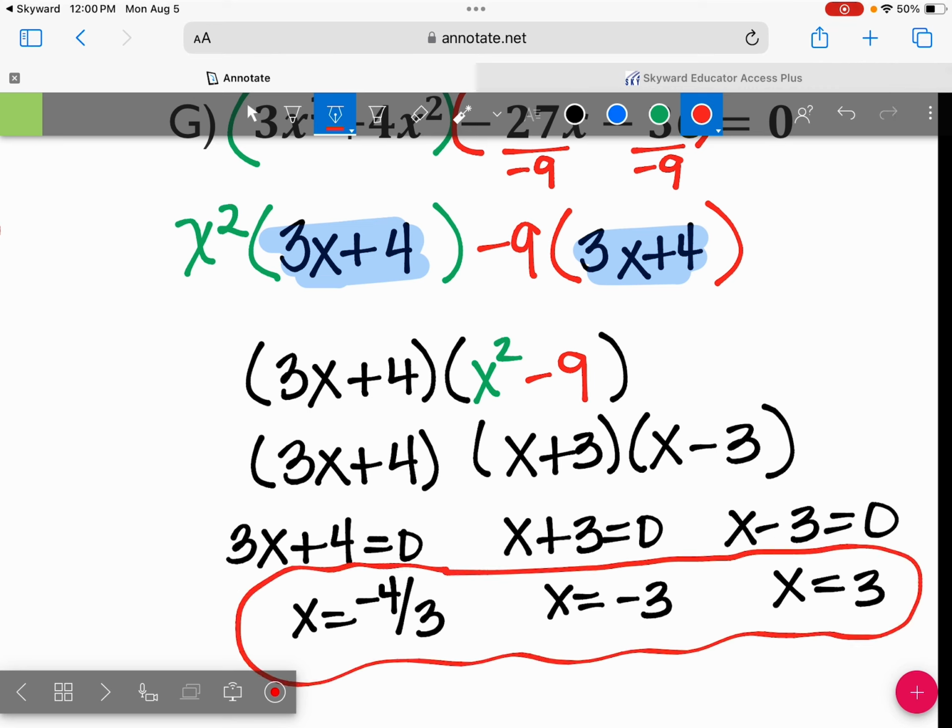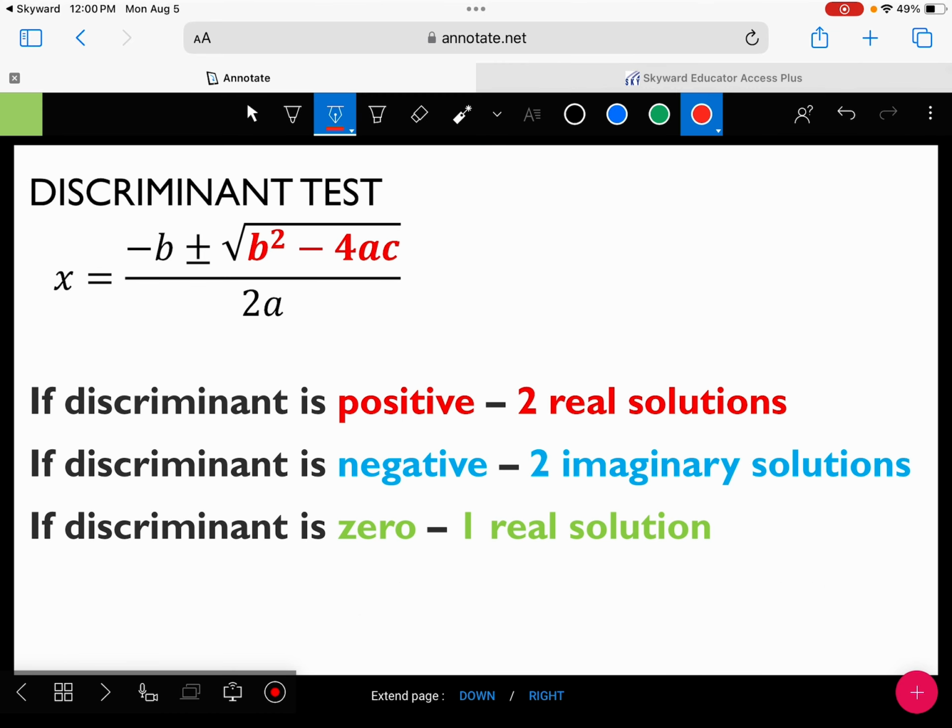All right, questions or comments, what y'all think? Thinking back to last year, I think this was one of the questions that kids missed the most. So just remember, when you see 4 terms, you have to factor by grouping. All right, so that's the end of factoring. So now let's talk about the discriminant test.